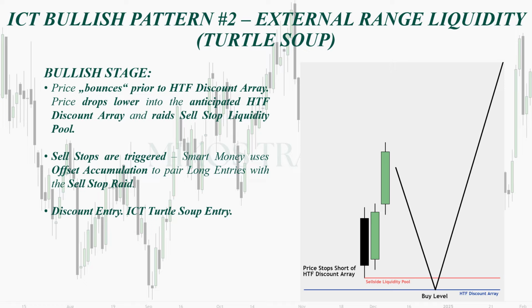My second pattern is the external range liquidity. ICT calls it turtle soup. Price bounces prior to a higher time frame discount array and then drops lower into the anticipated higher time frame discount array and raids the sell stop liquidity pool. Sell stops are triggered. Smart money uses offset accumulation to pair long entries with the sell stop rate. Turtle soup, discount entry.